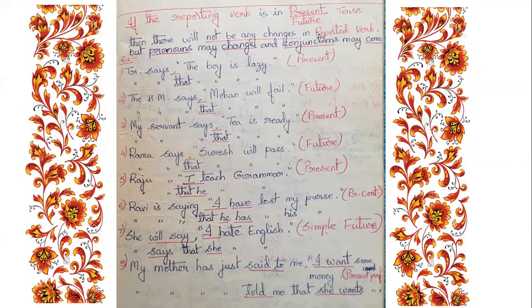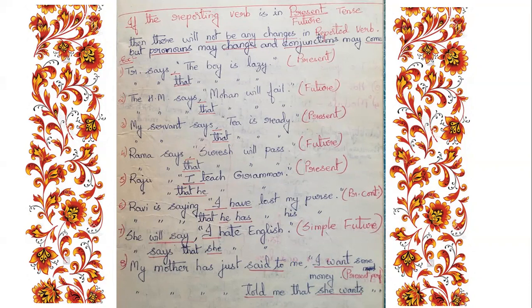My servant says, "Tea is ready." My servant says that tea is ready. Rama says, "Suresh will pass." Rama says that Suresh will pass. Raju says, "I teach grammar." Raju says that he teaches grammar. Only the pronoun will change. I will become he. Teach grammar, the verb will not change.